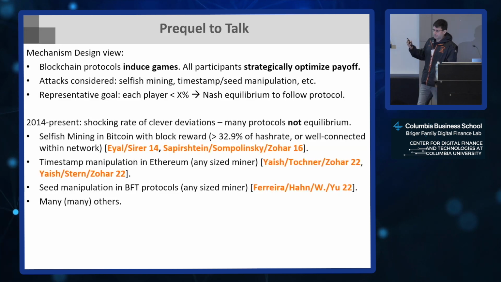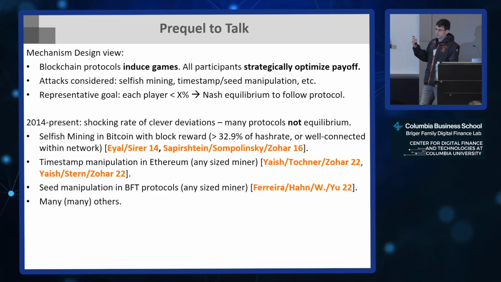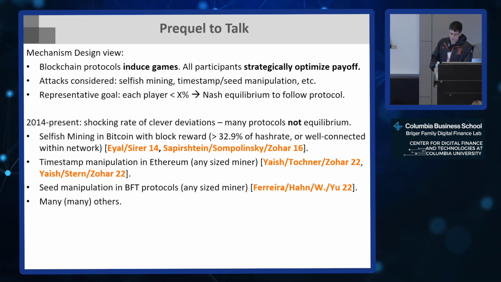What's been happening, since the selfish mining paper from 2014 that started this, is a ton of work showing all these different ways in which a lot of the popular protocols are not in equilibrium. For example, the seminal selfish mining strategy is strictly profitable in Bitcoin as long as you have sufficient hash rate. Probably there's no single miner who has anywhere close to 32.9% of the hash rate, but there are other conditions under which it would be profitable.